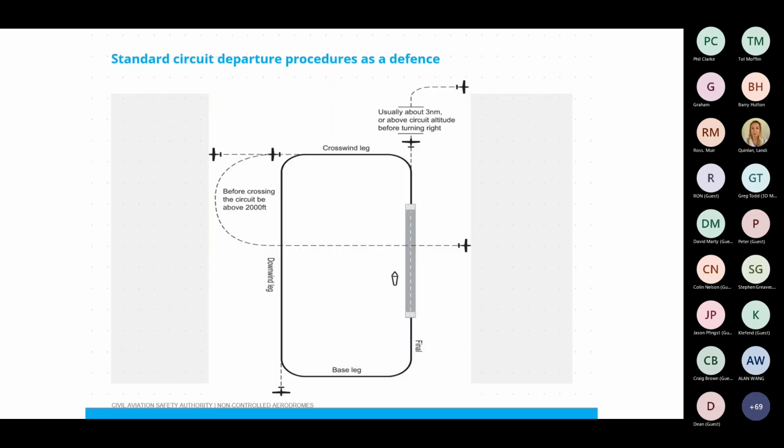Here's another slide. This is illustrating the different standard ways to depart a particular circuit. The thing to note here is that upwind off the departing runway, if you are planning on doing a turn contrary to the circuit direction, so if it's a left circuit and you'd like to do a right turn after departing, you've got to be clear of the circuit traffic to be able to do that.